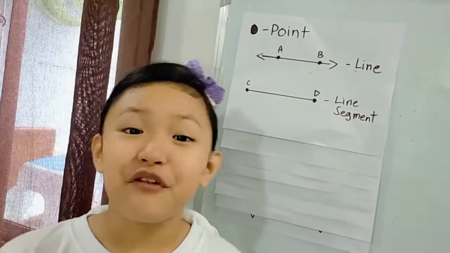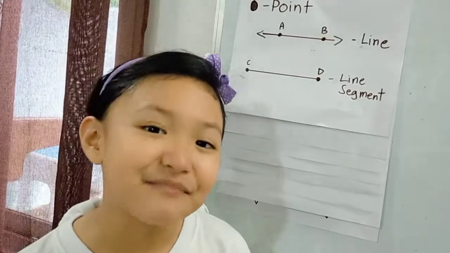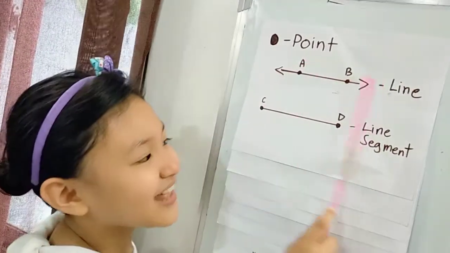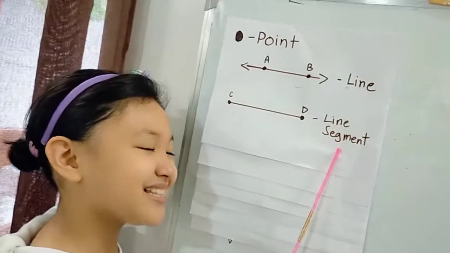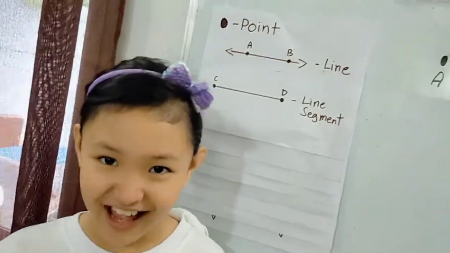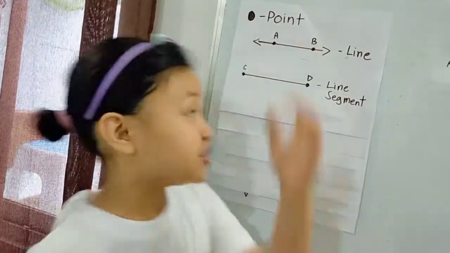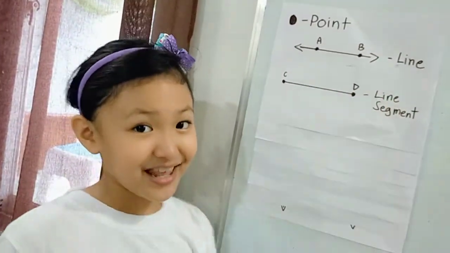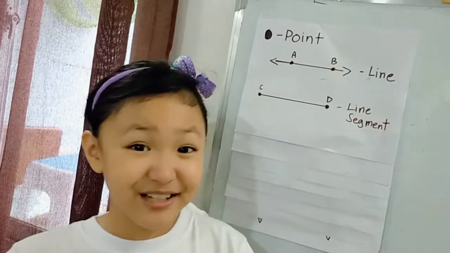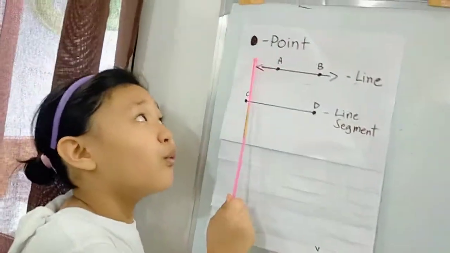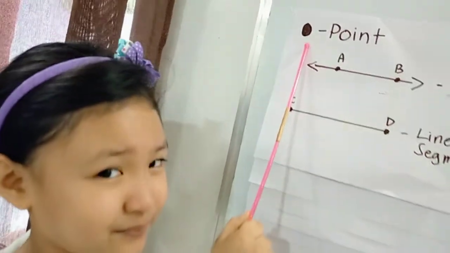Everyone! For my math subject in my homeschooling, my lesson is about points, lines, line segments, and kinds of lines. Do you know what part of geometry are these? They're part of geometry. You might be wondering, what does point mean?